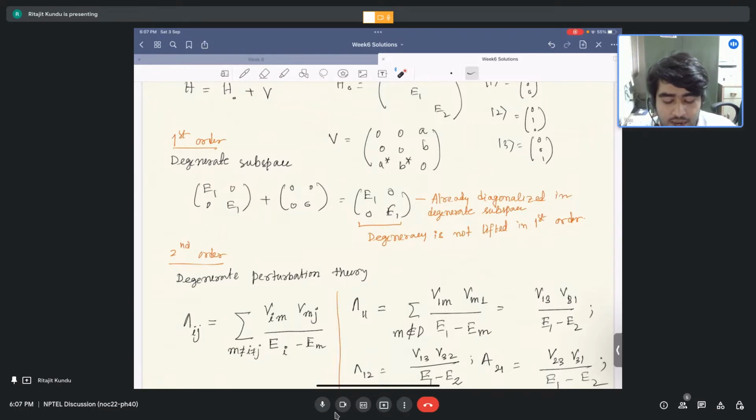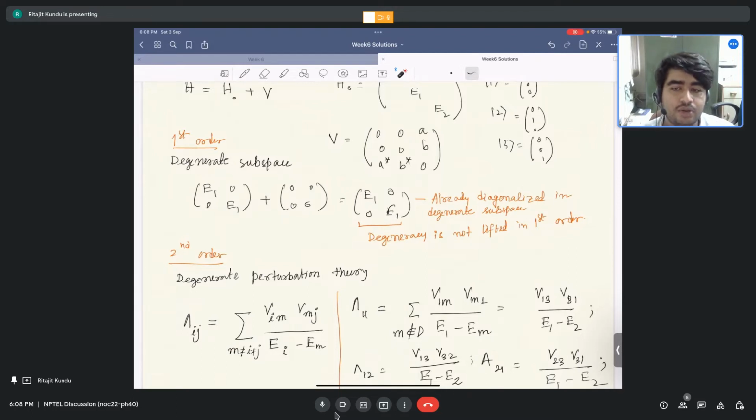And this is the same block coming from this V matrix. Now our task is to diagonalize this matrix, but we see that it is already diagonalized. Why? Because in the V, this block, all of these entries are 0. So in first order we'd like to diagonalize this quantity, but it is already diagonalized. So in first order, the degeneracy is not lifted.